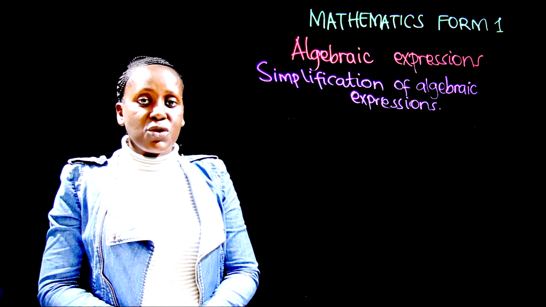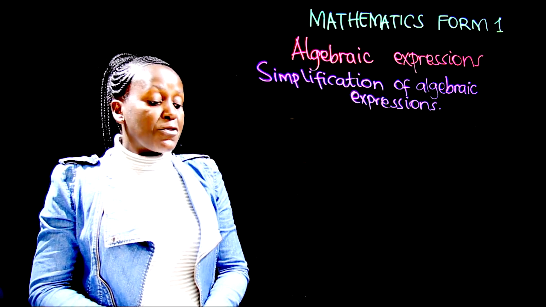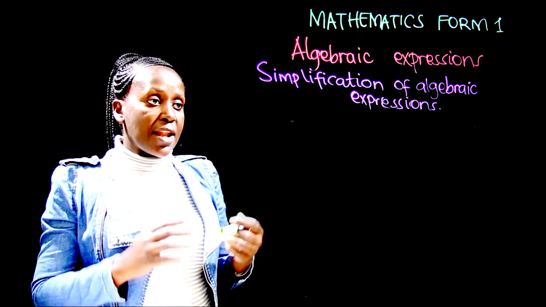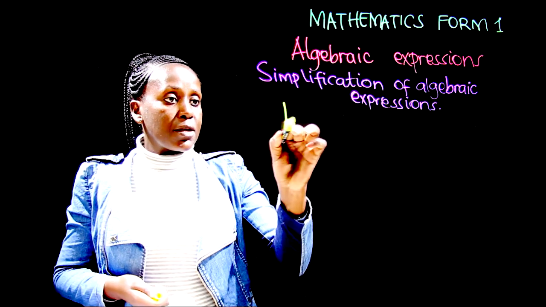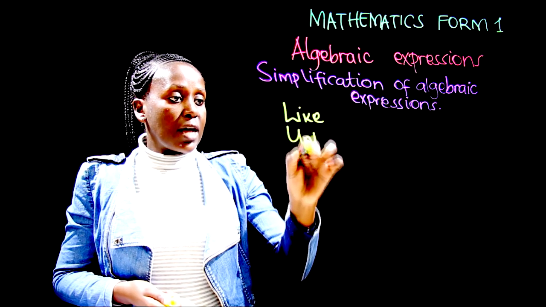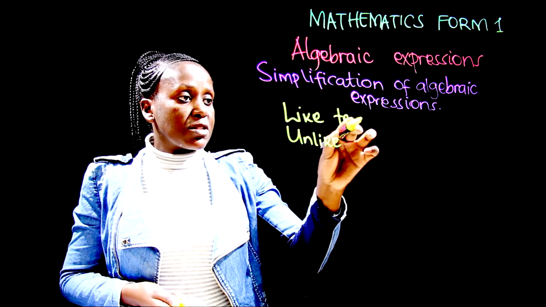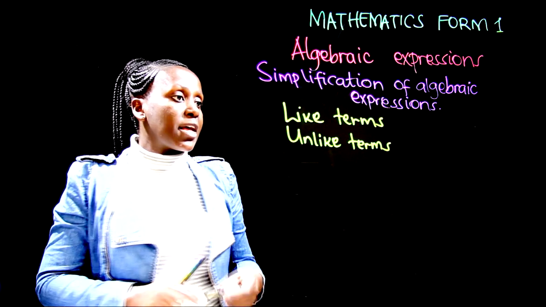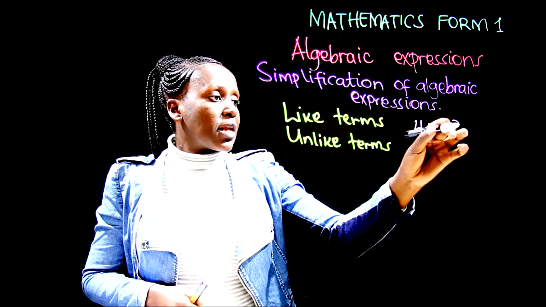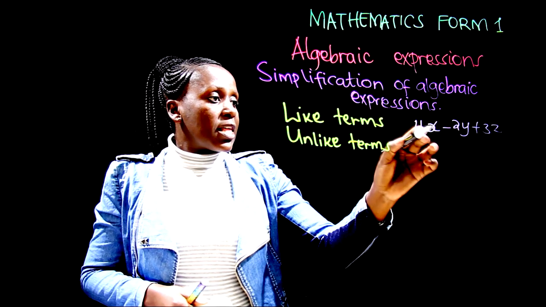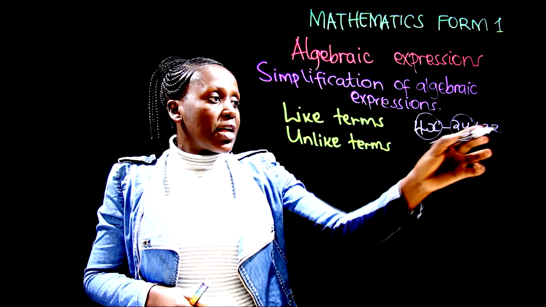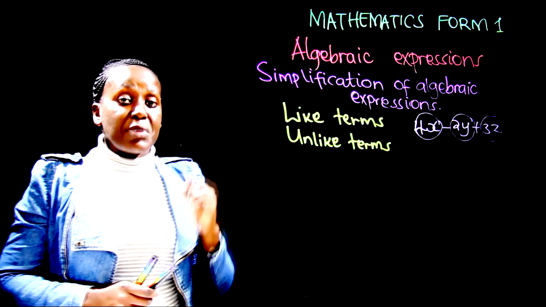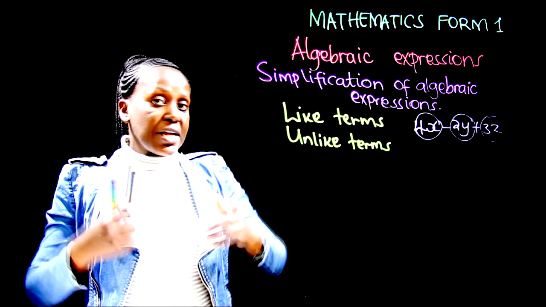Now we are going to look at how to simplify algebraic expressions. Before we get started, we must first understand how to identify like terms and unlike terms. Now when we talk of terms, what do we mean? If we have an algebraic expression like 4x minus 2y plus 3z, this is one term, this is another term, this is another term. So when we look at an expression, we should be able to identify like terms and unlike terms.